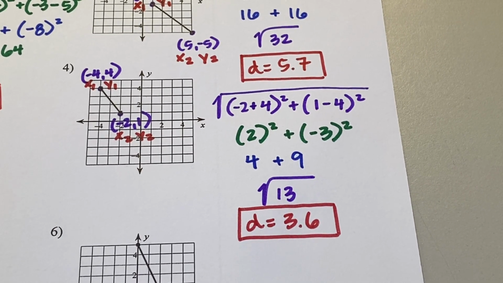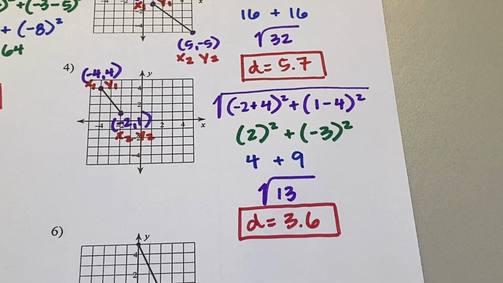Nice. Show me a fist of 5 on distance formula. How you feeling? 5, I could do this in my sleep. 4, feel pretty good. 3s, I'm getting there. I like it.